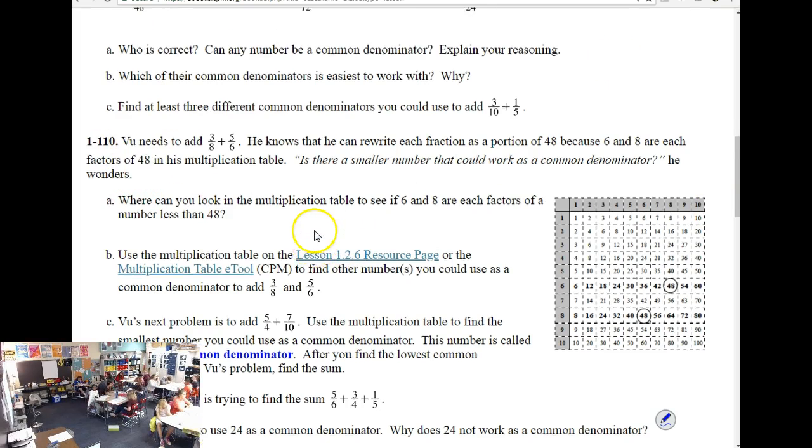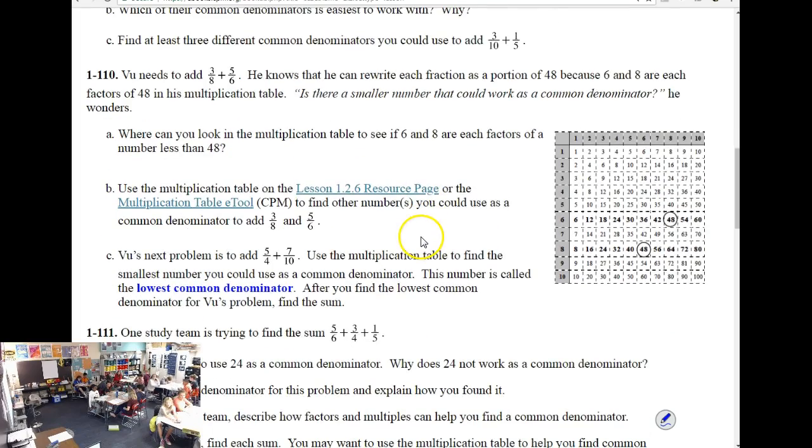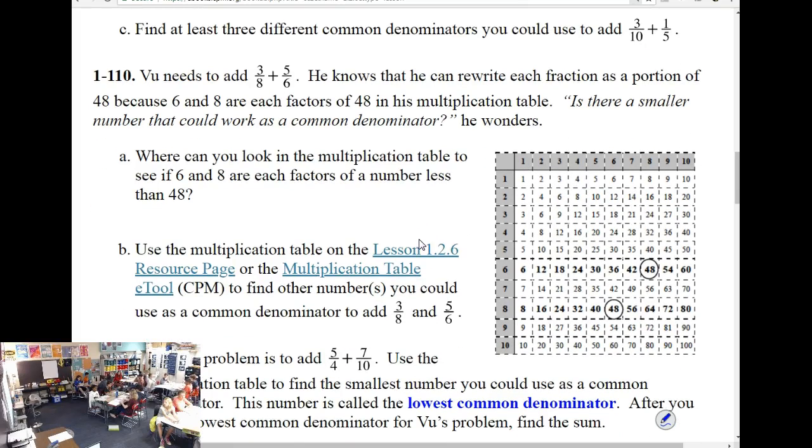Jalen, what problem did we get through? You got through 109? Sweet. We're on 110. So this also shows us how we can use our multiplication table to help us add those up. I want us to see what we remember from last week. So with your group, let's try to work through all of 110. So the first thing you're going to do is look at adding 3 8ths and 5 6ths. Then you're going to look at adding 5 4ths and 7 10ths.